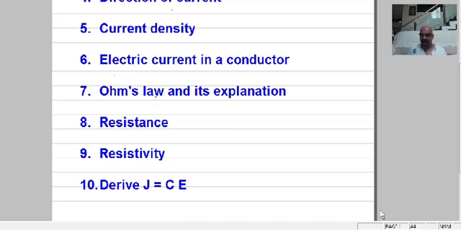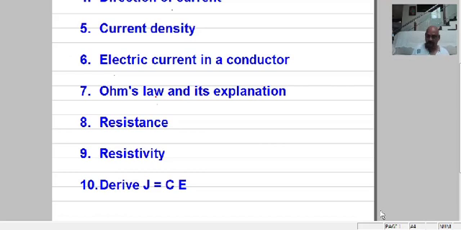will learn about the electric current in a conductor, what actually happens when the current flows in a conductor like in a copper wire. We will also learn about the famous Ohm's law and its explanation, and we will learn about the resistance and resistivity, and finally we will derive an equation for current density, that is J, current density. J is equal to sigma E, where sigma is conductivity and E is the electric field intensity. So these are the objectives, dear students.